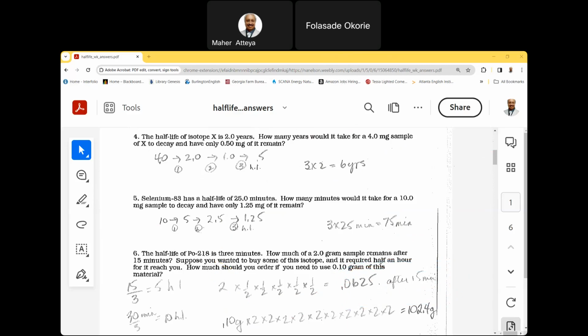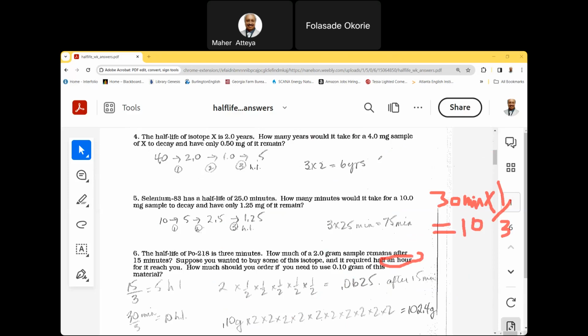And it requires half an hour, correct? So half an hour is 30 minutes. So you have 30 minutes total time, and the half-life is 3 minutes, correct? 1 over 3. That is 10, correct? Total is 10. That's 10 cycles.